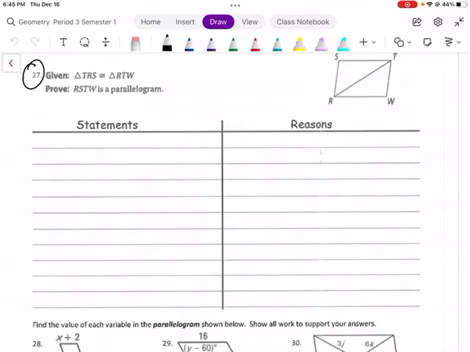Okay, number 27, they tell us that triangle TRS is congruent to triangle RTW. So we're going to start with writing that given information down on our proof table. And that would be our given. We are trying to prove that RSTW is a parallelogram.